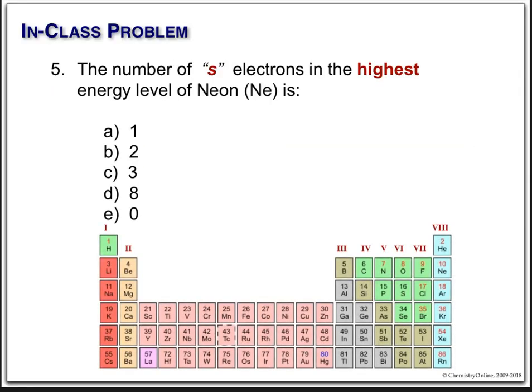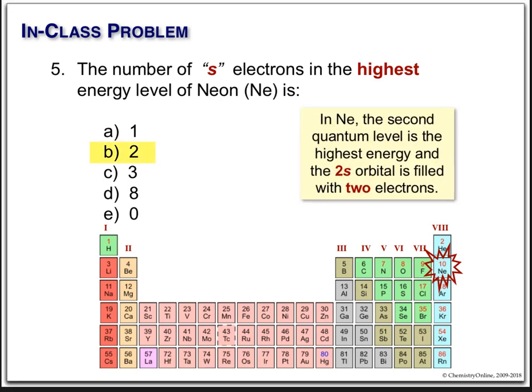Number of s electrons at the highest energy level of neon. Neon is here. Okay? Number of s electrons in the highest energy level. Highest energy in this case would be the second period, right? How many s electrons can we put in the second period? Just 2.